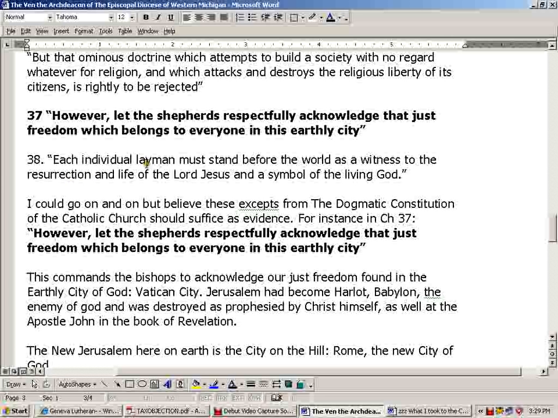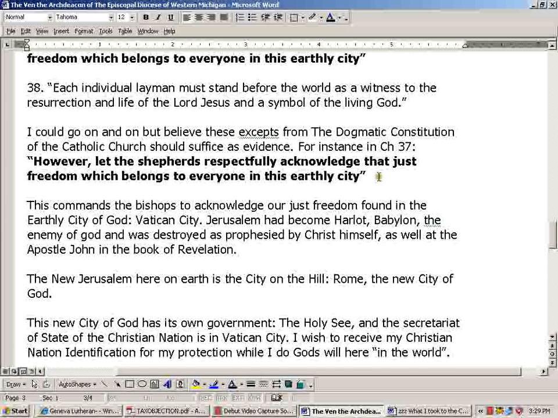Each individual layman must stand before the Lord, the world, as a witness to the resurrection and life of the Lord Jesus and a symbol of the living God. I go on and on. So anyways, that was all stuff out of a thing. But this is a letter to this archdeacon. I could go on, but I believe these excerpts from the Dogmatic Constitution of the Catholic Church should suffice as evidence. For instance, on 37: however, let the shepherds respectfully acknowledge the freedom which belongs to everyone in this earthly city. This commands the bishops to acknowledge our just freedom found in the earthly city of God, Vatican City.